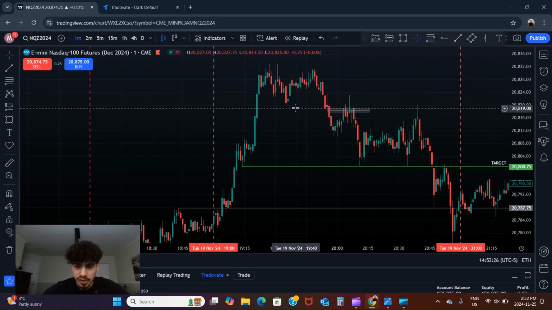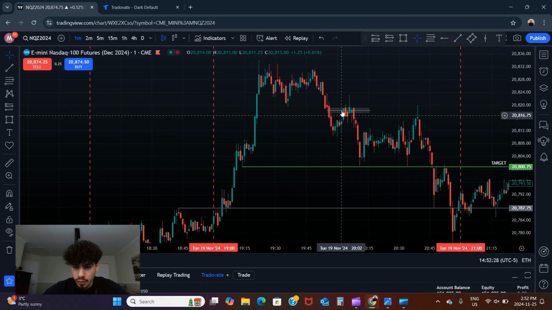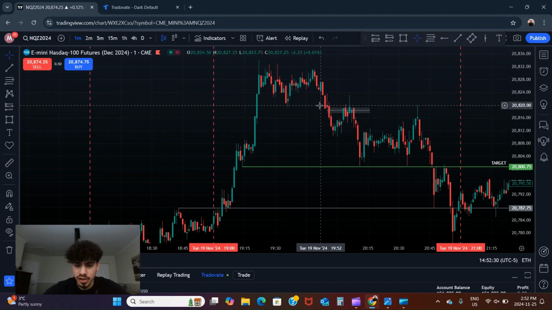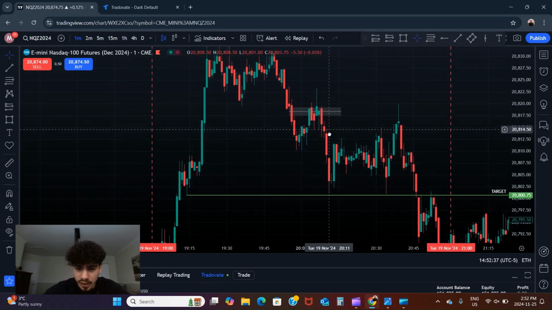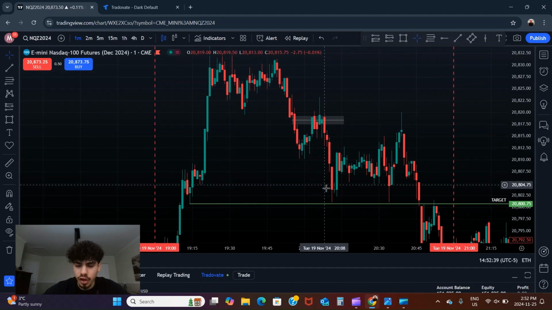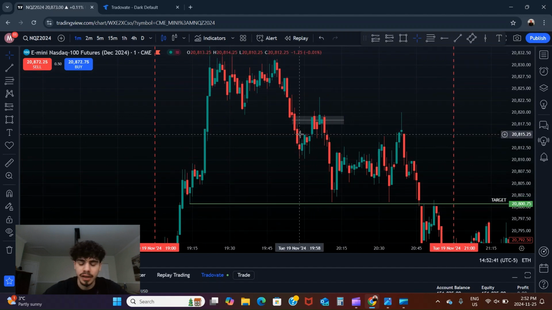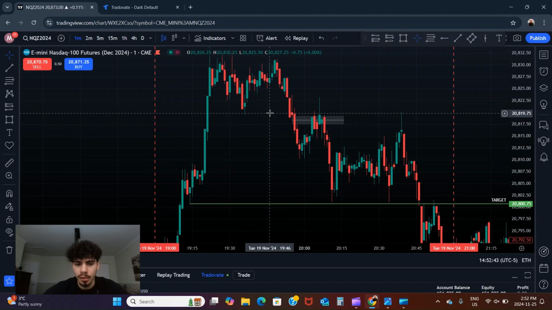So then we break structure right here, right? Retrace into this fair value gap, which is near the breaker, right? That's how you know which fair value gap is valid. You could take it off this, let's say, and then you could have a higher stop, but then your target is only here, so it wouldn't be the most optimal. No, it would be near the breaker, right?